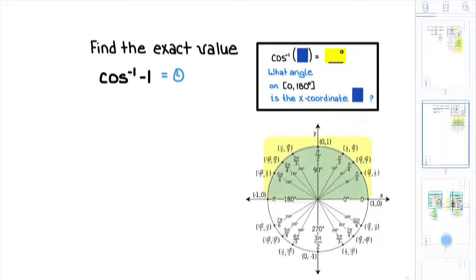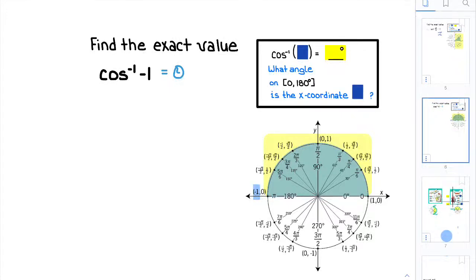I can only look in quadrants 1 and 2, and the angle measure where the x-coordinate is negative 1 is at 180 degrees. So the answer to inverse cosine of negative 1 is 180 degrees, or in radians, the angle is pi.